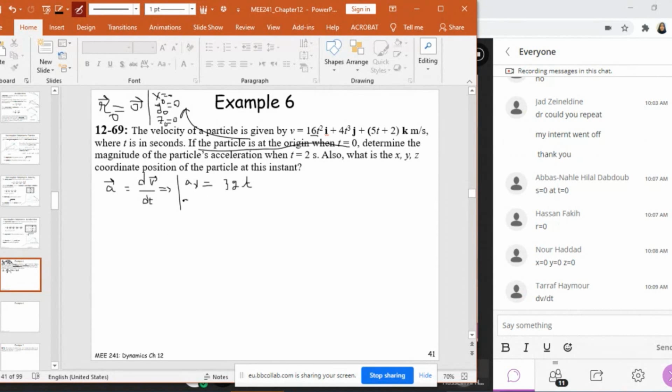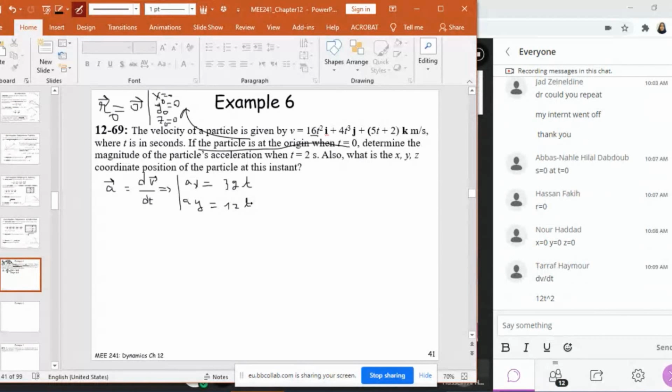What about ay? Ay is also the derivative of vy. Now vy is 4t cubed, so this means that ay is 12t squared. And what about az? This is a 3D motion, in fact. az would be equal to 5 only, because vz is 5t plus 2.